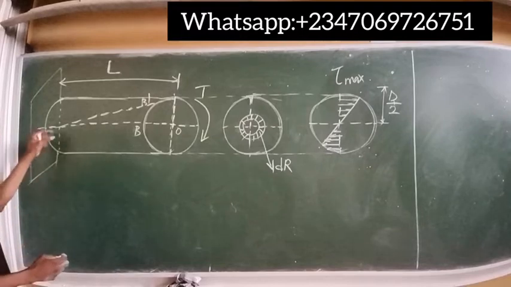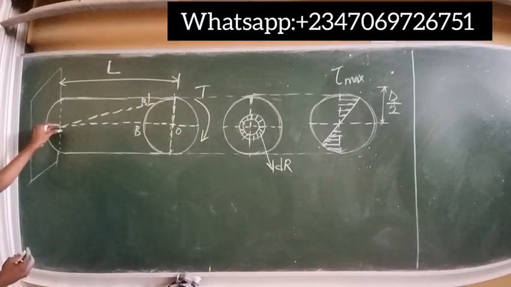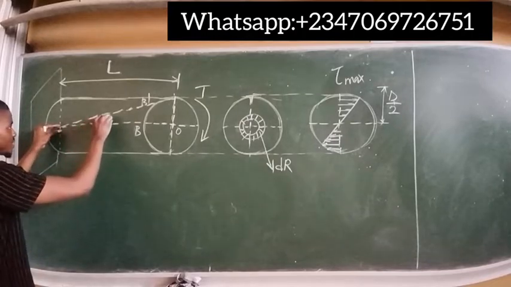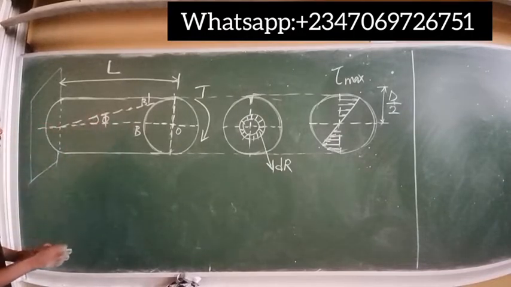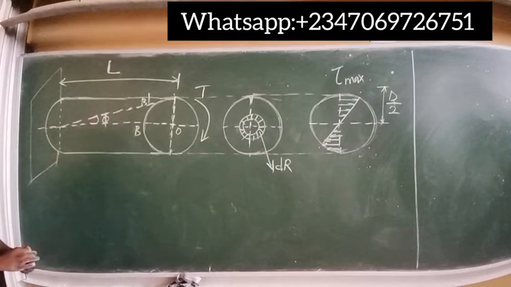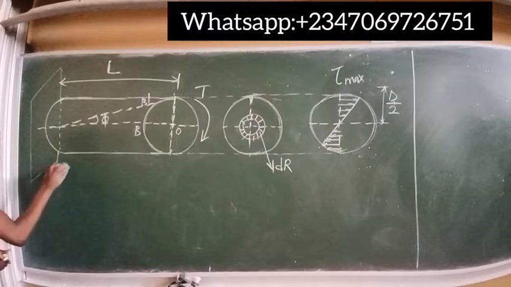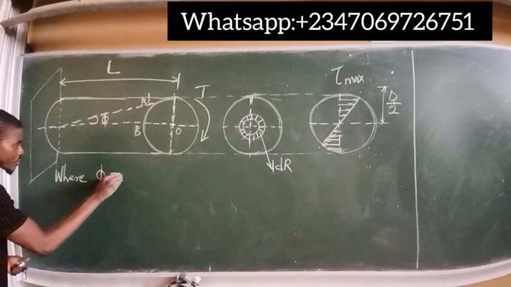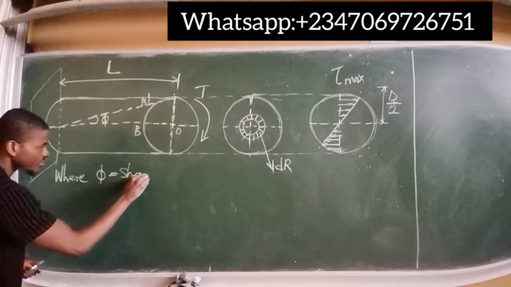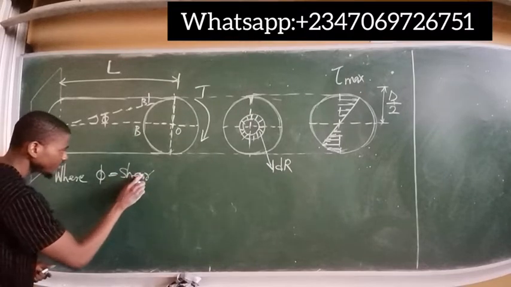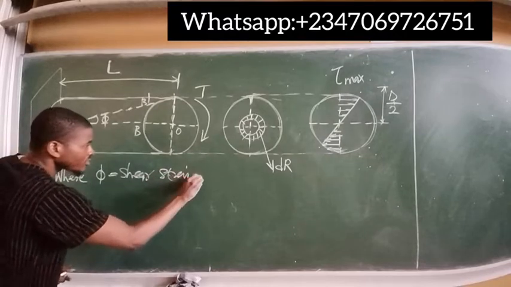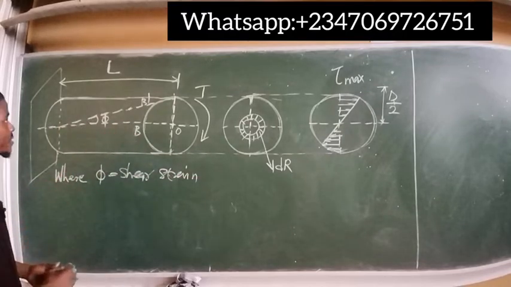Like I said, since here is fixed, there is going to be a shearing that will occur there. So let's call this the angle of shear, simply psi. Let's call this angle the angle of shear or the shear strain, where psi equals the shear strain, due to the torque that is being applied to this surface.